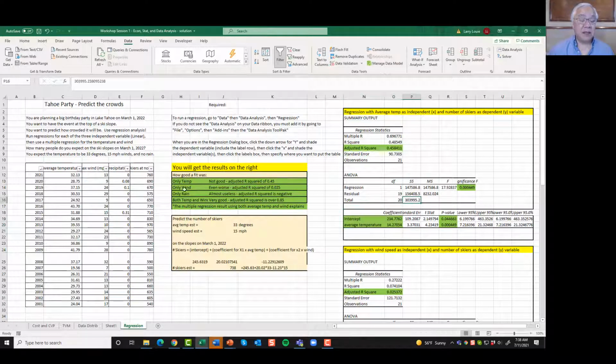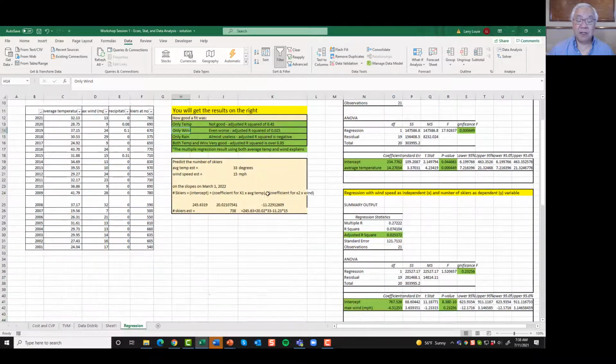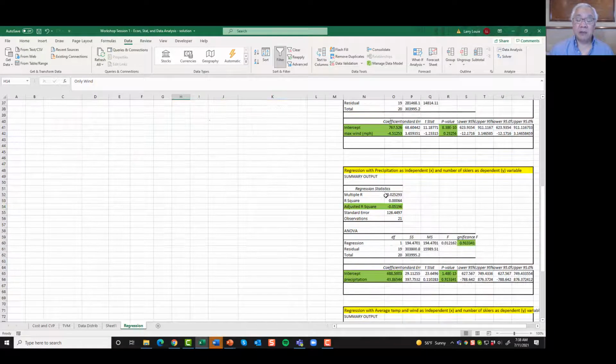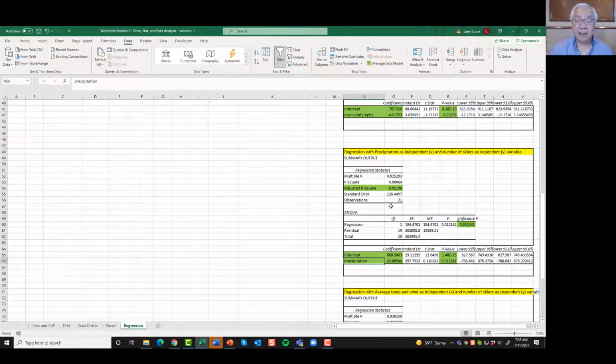So let's do the next one. If we do the same thing for the wind, we end up with this regression. And it's even worse, 0.02, like 2% of the variation, not very good by itself. Next one, we did precipitation, rain. What is it? Negative 0.05. That means there's no variation whatsoever explained by the rain. It has no bearing on the number of skiers at all. So ignore that one for sure.